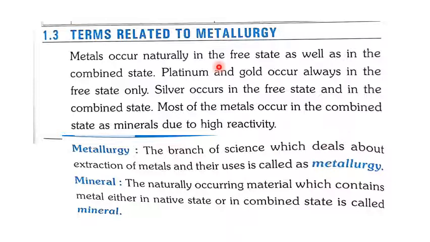But some metals occur in the free state. Those are platinum and gold. Silver occurs in the free state as well as in the combined state. Silver in the combined state means silver chloride, AgCl, or Ag2S, like horn silver, silver sulfide. Okay, terms related to metallurgy. Now we are discussing how metals occur naturally in the free state as well as in the combined state.